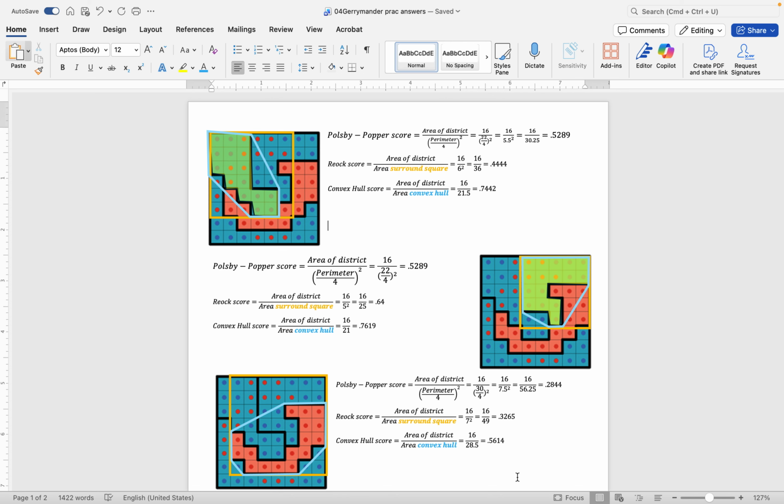Okay, so I'd like to walk you through how we got these answers on this practice sheet here. So what I've done is I've kind of made 4 copies of each of the maps, and then I'm going to focus on one area, one district in each map, and walk through all 3 scores for each of those, okay? So I'm just going to actually get rid of these extra pieces for now. This is just going to help us focus.